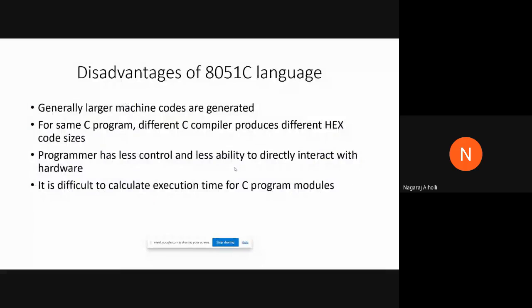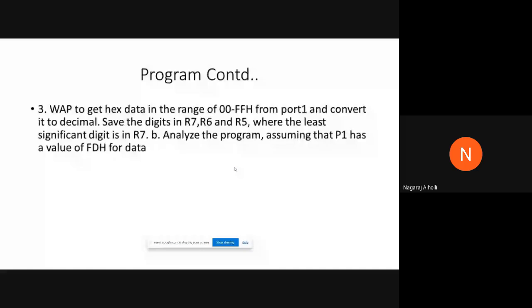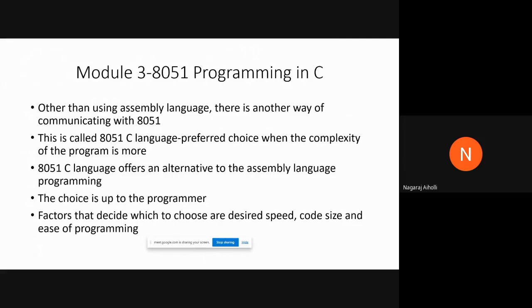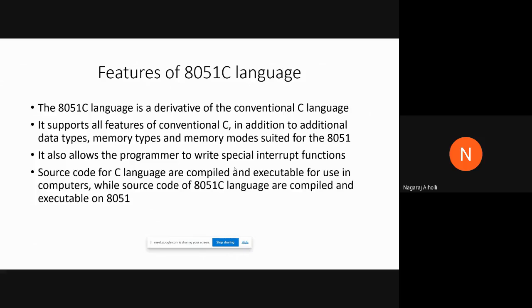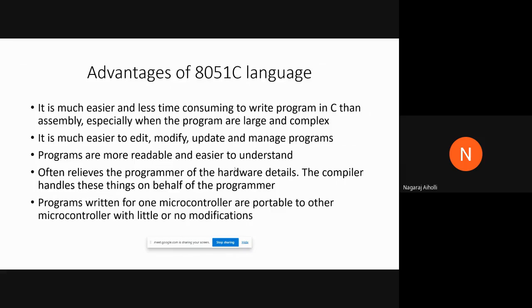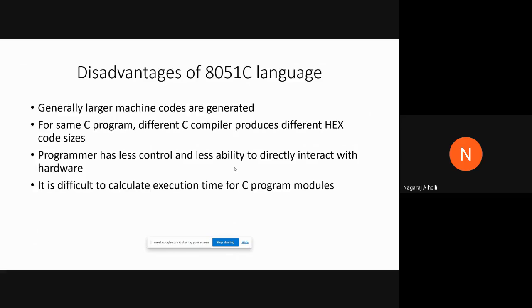What all did we discuss in today's class? We started with the homework that we had mentioned in the previous class, then started with module 3, 8051 programming in C. What is 8051 C language? Introduction to that. Features of 8051 C language. It is a derivative of the conventional C language and its other features. Certain advantages of 8051 C language, then coming to its disadvantages.